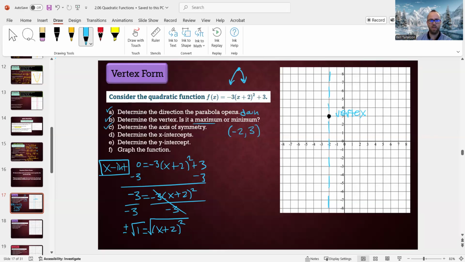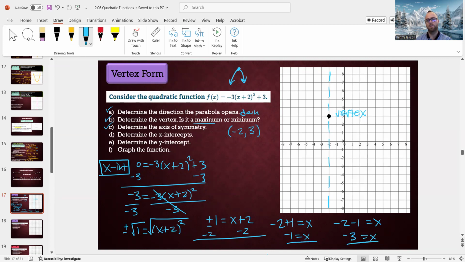Okay, so what do we have now? We have positive or negative 1, because the square root of 1 is just 1, right? Equals x plus 2, right? The radical and the square cancel each other out. That's the whole reason we did it. Well, last but not least, subtract 2 on both sides. So we have 2 x-intercepts, right? So what are they? We have -2 plus 1, and we have -2 minus 1. -2 plus 1 is -1, -2 minus 1 is -3.